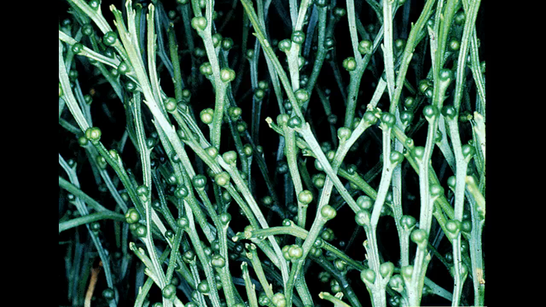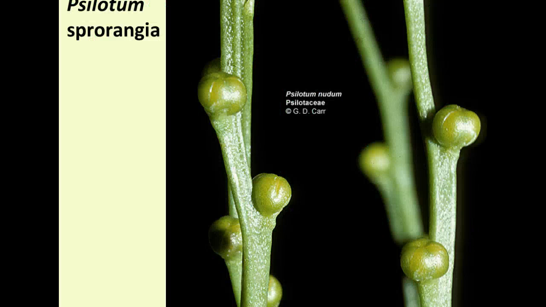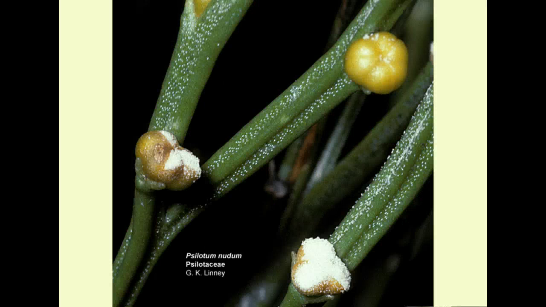Okay, here's another close-up shot of sporangia and the photosynthetic stems. Another close-up view. And here, what we're seeing is they're starting to release their spores.